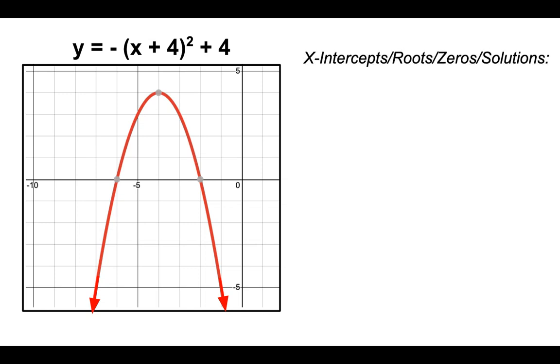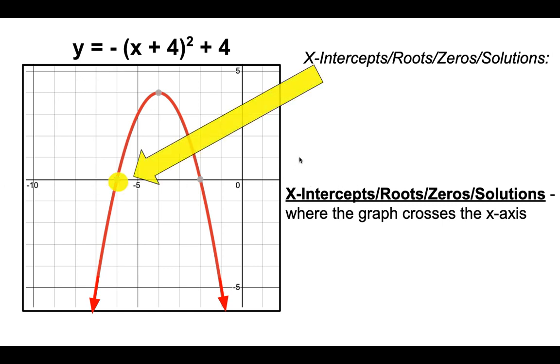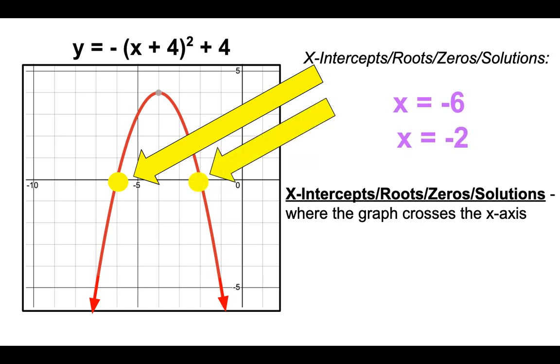If we take a look at the x-intercepts, we also call them roots, zeros, or solutions to this quadratic equation, this function. X-intercepts, roots, zeros, or solutions is where the graph crosses the x-axis. We call it zeros because this is the line y equals 0, and it's where it crosses. So here we have two of them. The first one is right here, and the second one is right here. This is x equals -6 or x equals -2. You may see it as -6, 0 and -2, 0. But when we talk about solutions, we say x equals -6 and x equals -2.